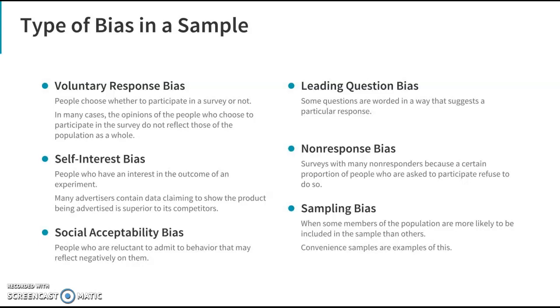People who are reluctant to admit to behavior that may reflect negatively on them. Because people want to be viewed in a positive light. So if answering a question in a way that's going to make them look bad, they may either outright lie or kind of tweak it just a little bit to make it sound better. Okay, because people want to be viewed as a good person, right?